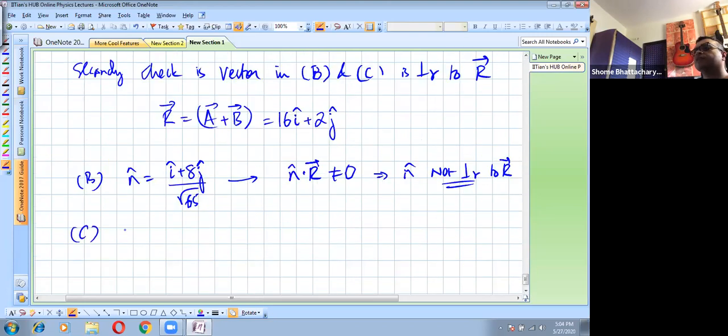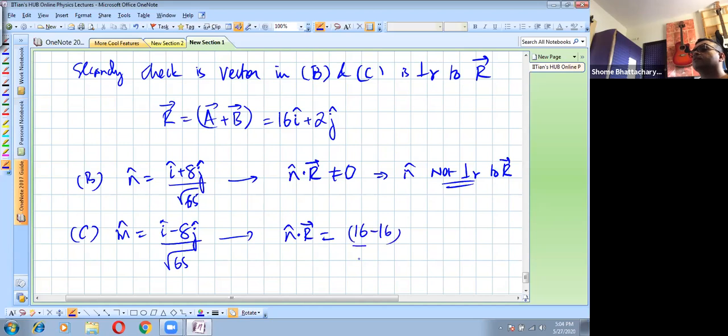But if you look at the other one, we have, let's say, some other unit vector m cap. It was given as (i cap minus 8 j cap) upon root 65. Now you take the dot product of this with r vector. You will see it will become (16 minus 16) upon root 65. Just 0. So the dot product is 0.